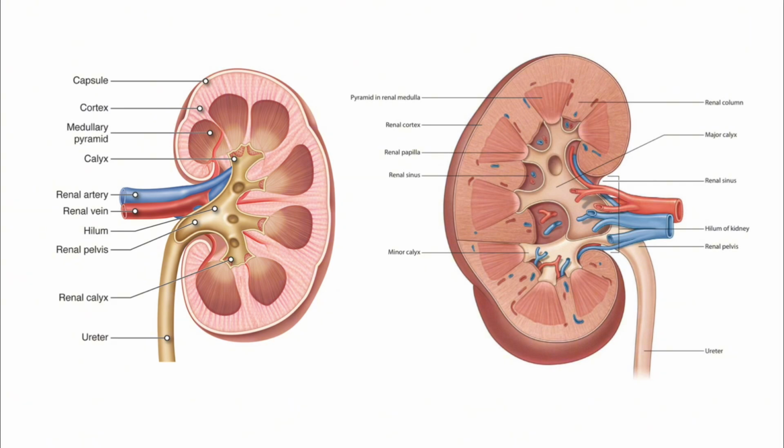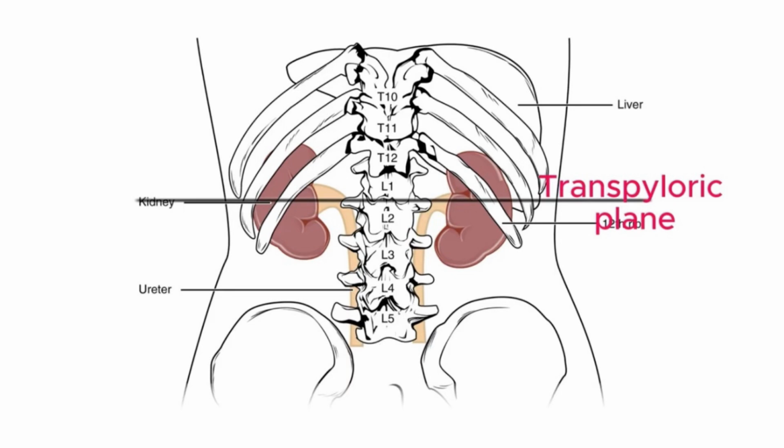Renal hilum and surrounding structures. On the anteromedial surface, each kidney has a vertical slit, the renal hilum, which leads into the renal sinus. The arrangement of structures in the renal hilum is, first, the renal vein anteriorly, the renal artery in the middle, and the renal pelvis posteriorly. The right renal hilum lies just below the transpyloric plane, and the left renal hilum lies just above it.